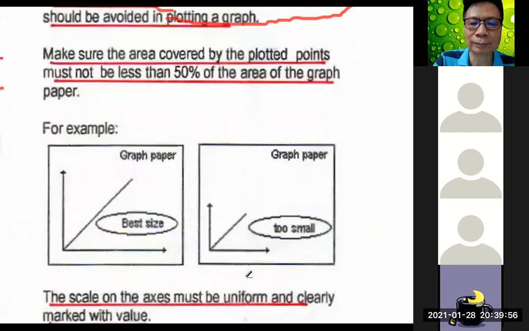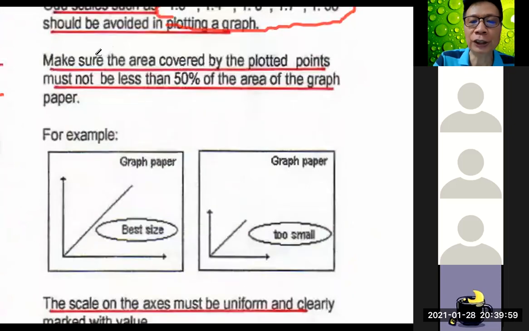Next, this one. Make sure the area covered by the plotted points must not be less than 50% of the graph paper. You see, this graph is big enough. It almost covers the whole page of the graph paper. This is perfect, very good. Whereas this stupid graph is so small, while the whole piece of graph paper is like this. This one is smaller than half of the page. So this is wrong.